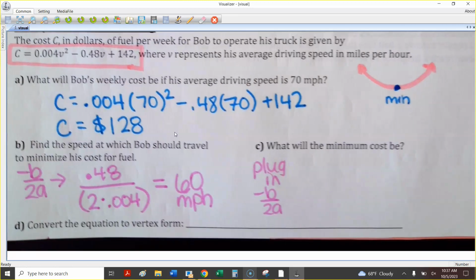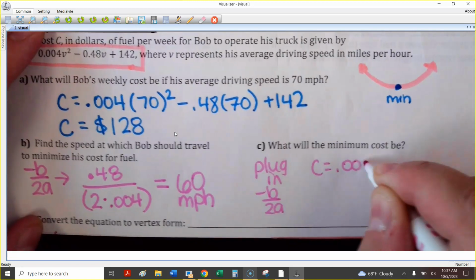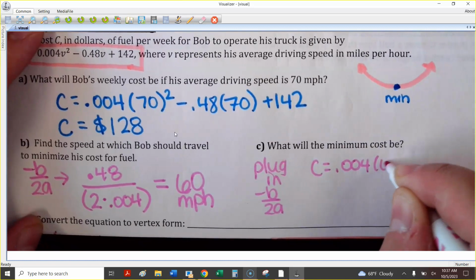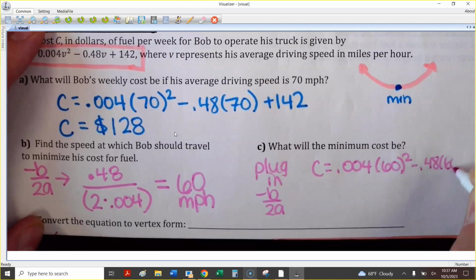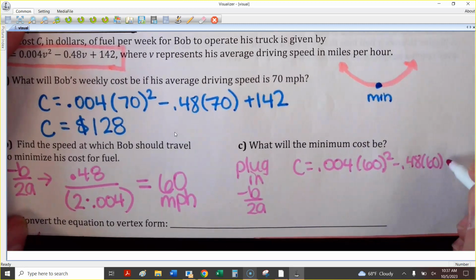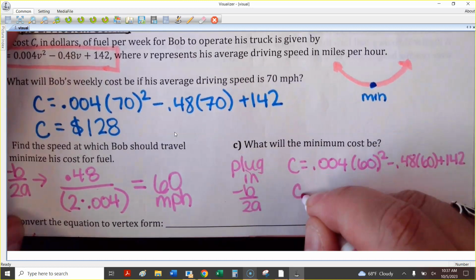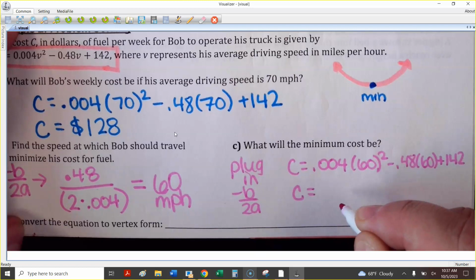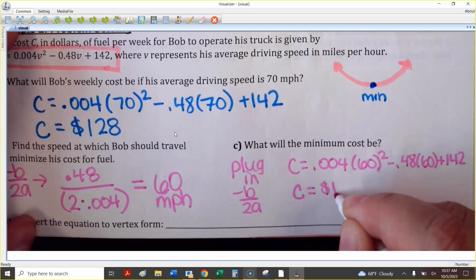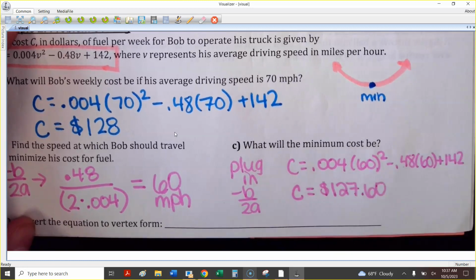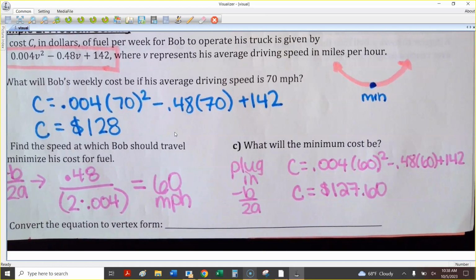So for this one, you're going to plug in 60. So 0.004 times 60, don't forget to square it, minus 0.48 times 60, plus 142. Did anybody get that? This one has a decimal with it. What'd you get? It should be 127.60 for the cost.